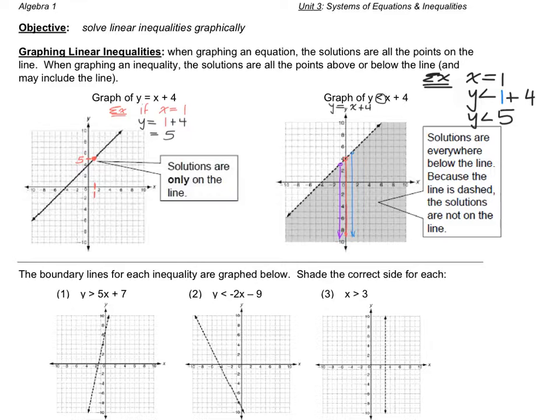Sometimes it's harder to see what's above and what's below, and we'll get into that in a second. If it's greater than, it's going to be above. If it's less than, it's going to be below. Greater than or equal works the same way. It's just a question of whether it's a solid or a dashed or dotted line.